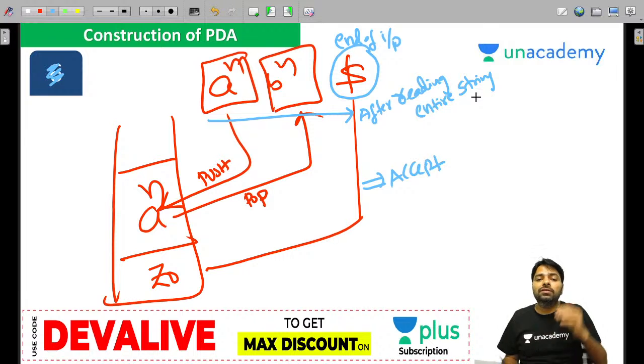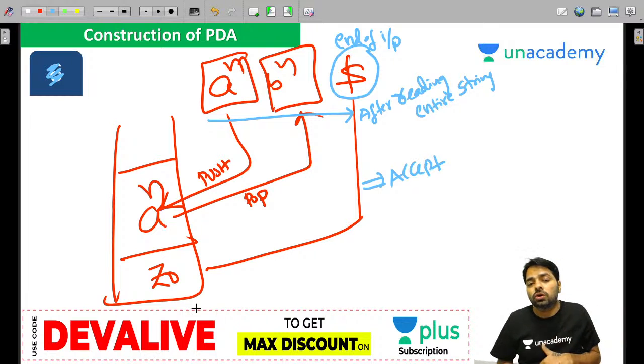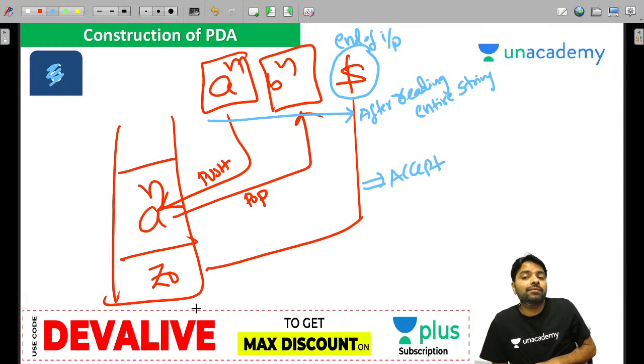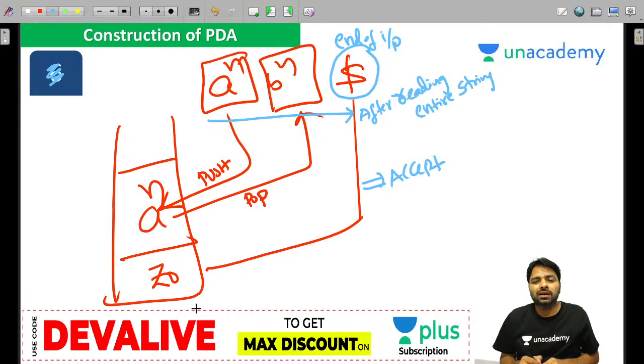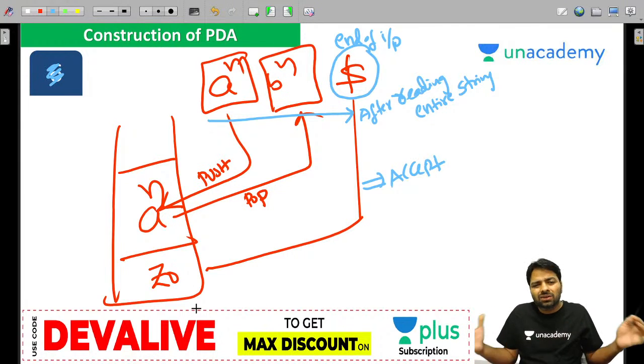Yes, we have only one stack. If you have two stacks, the power is going to increase and it can behave like a Turing machine. Remember that. Right? Now n greater than or equal to 0, n greater than or equal to 1.